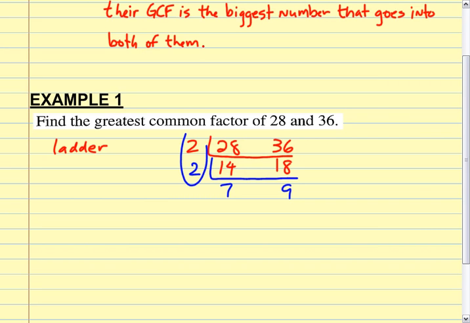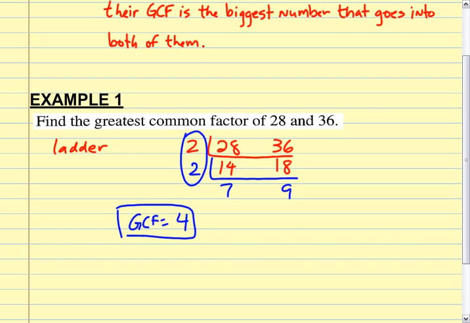The numbers on this side, just multiply them. What do you get? 2 times 2 is 4. That's the greatest common factor. Done. Is that easy or what?